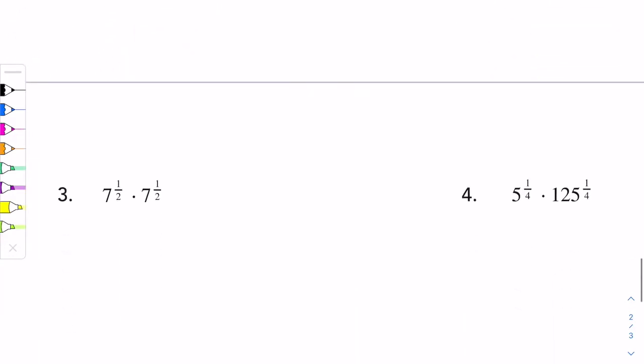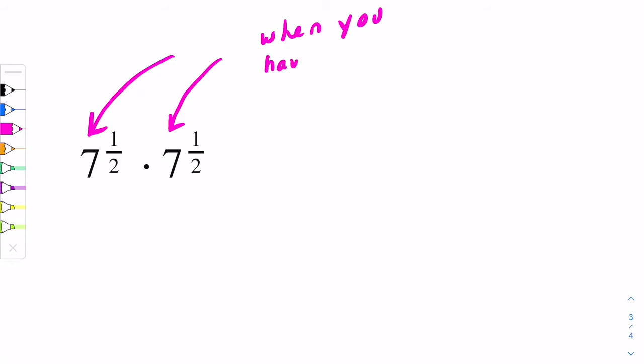For the next two examples, we have a little bit more going on. As you can see, number 3 is 2 bases with exponents being multiplied. So when you have the same base, you can add the exponents. That goes right back to basic exponent rules. And when I say same base, we're talking about this number 7.